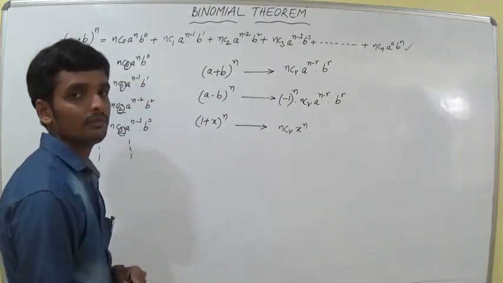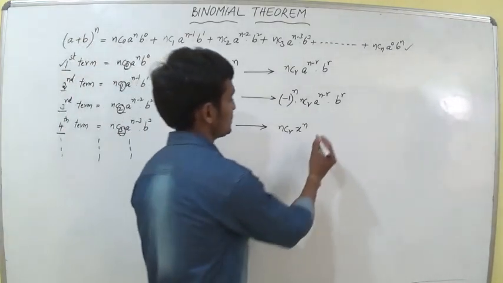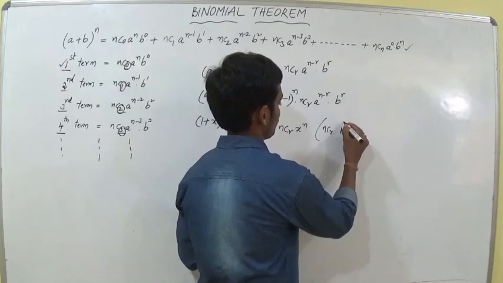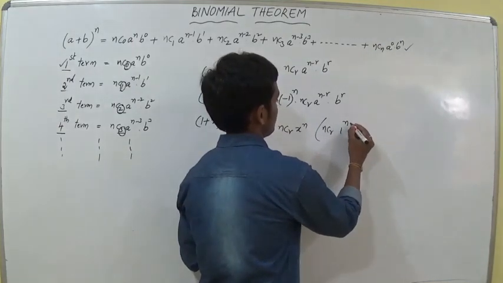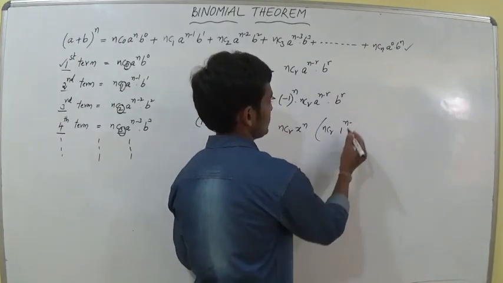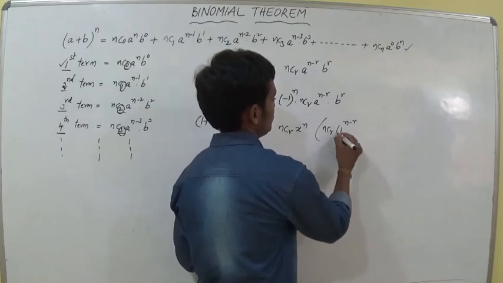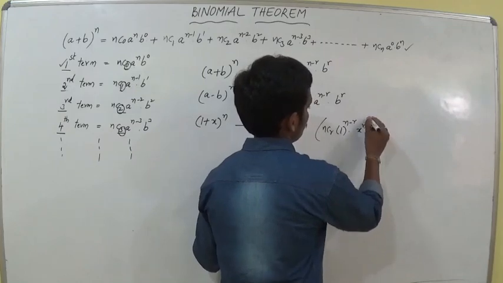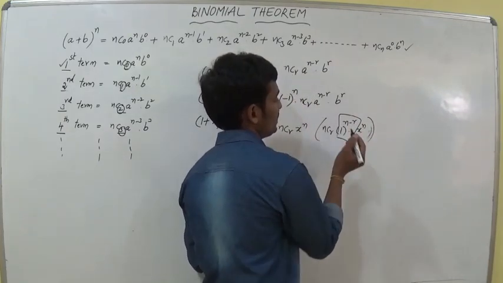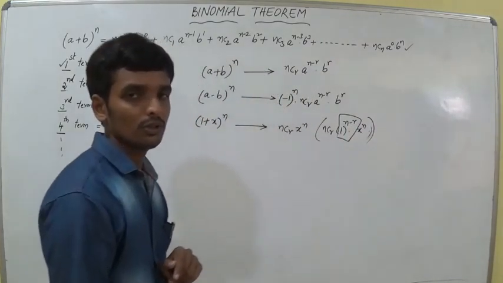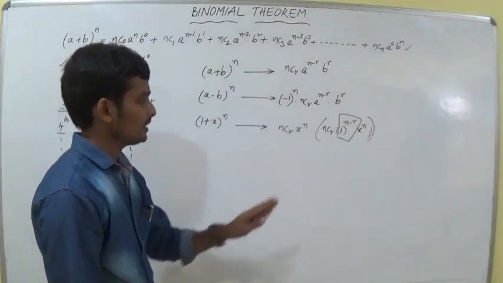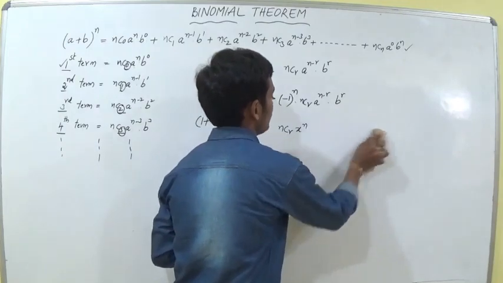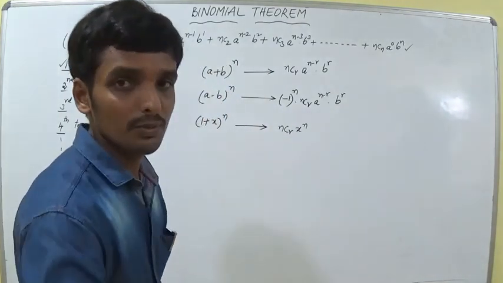X to the power of n. The complete sense is, if you can't understand, I am writing nCr, 1 to the power of n minus r, into x to the power of r. 1 to the power of anything is equal to 1. That's why I am not writing 1 to the power of n minus r. So we are getting only nCr x to the power of r.